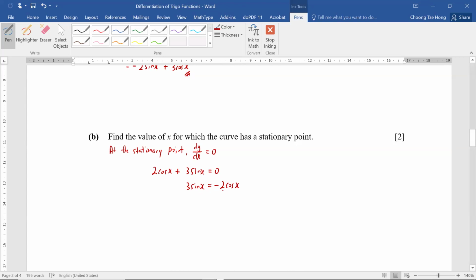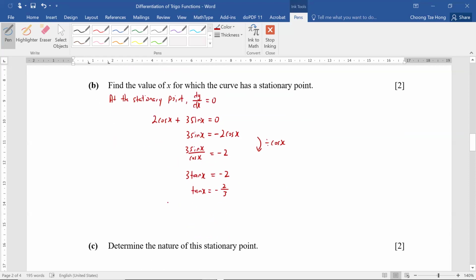Notice that if you divide both sides by cosine x, you will get 3 sine x over cosine x equals negative 2. We have divided both sides by cosine x to get rid of the cosine x on the right side. Now sine x over cosine x is tangent x, so we get 3 tangent x equals negative 2. So tangent x will be negative 2/3. Once you arrive at this form, there's only one trigo function in the equation, which is tangent x, and on the right side is a ratio, so you can solve the question already.